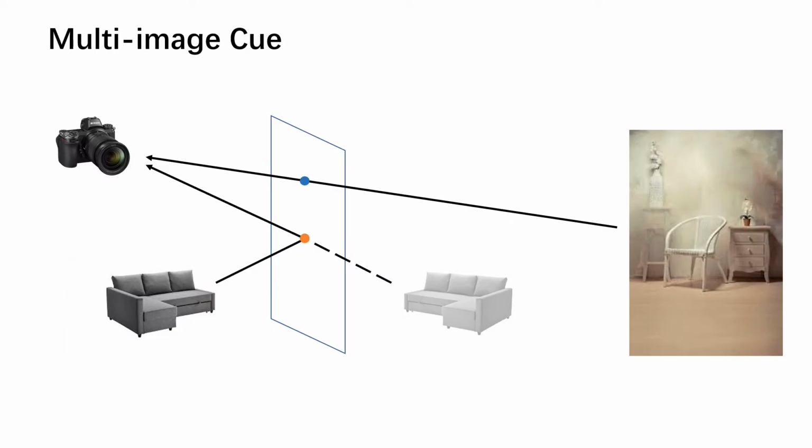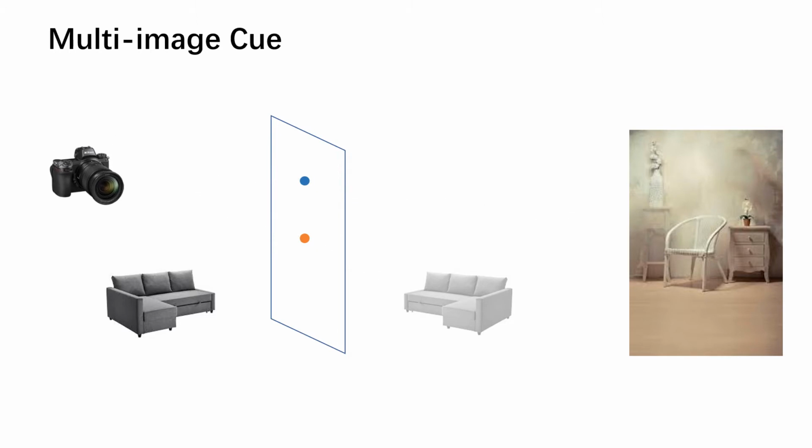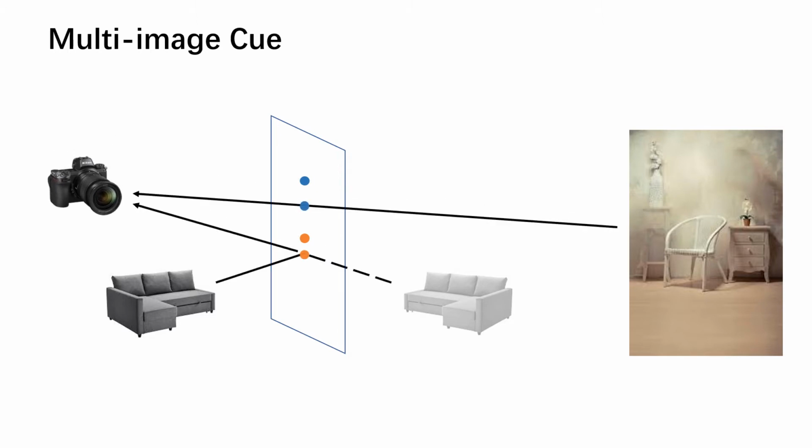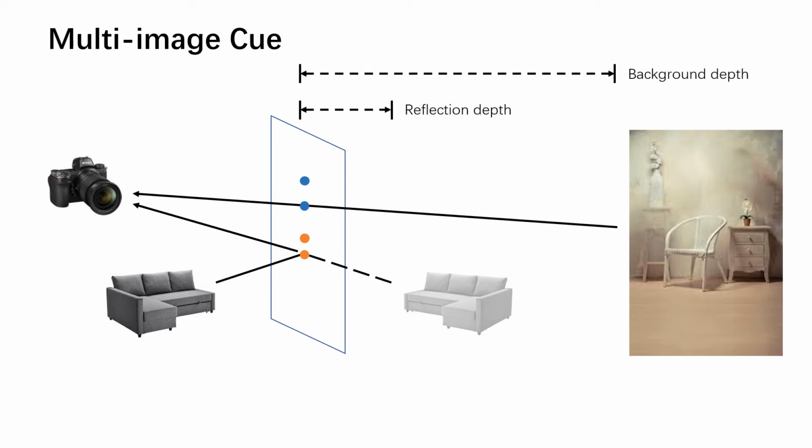For this example, the background scene is projected at the blue point, and the reflected object at the orange point. When users move the camera to shoot a video sequence, the projected blue and orange points move to a new position in the 2D image. Due to the depth difference between background and reflection, the 2D motion also differs. To solve an objective function involving the motion cues, the reflection can be separated from the background layer.